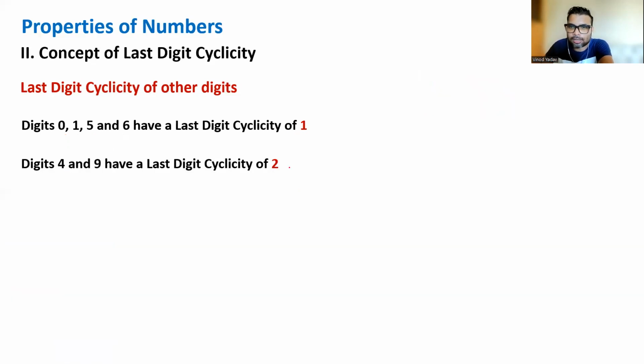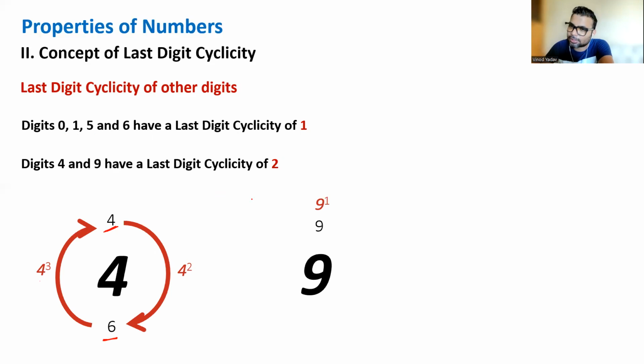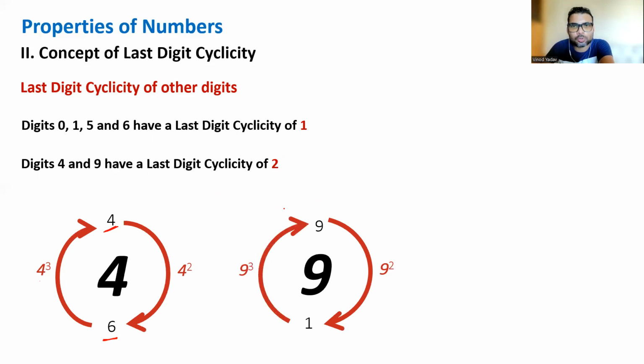Now for 4 and 9, they have a cycle of 2, you can check. 4 to the power 1 is 4, into 4 kiya, 4 square, that is 16, so units place is 6. 6 into 4 karoge, fir se 24 aega, right? So units place is 4. So 4, 6, 4, 6, 4, 6, these two digits only will keep repeating. Yeah, similarly for 9, 9 to the power 1 is 9, into 9 kiya, 9 square is 81, units place 1, into 9, so 9 cube, again 9 aa gaya na.